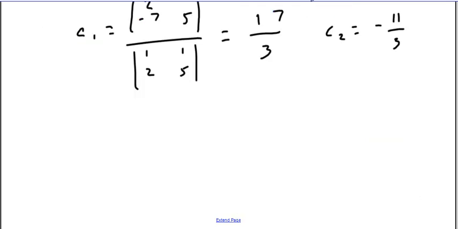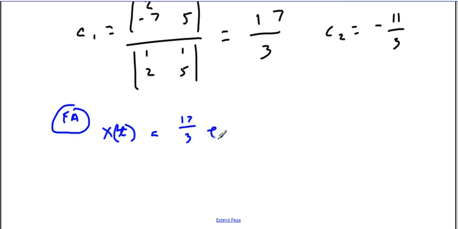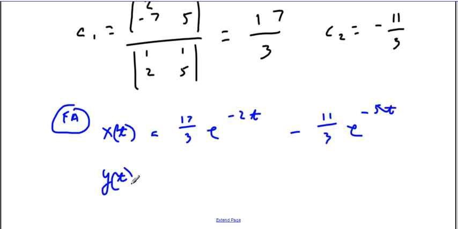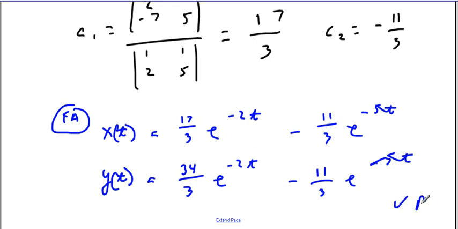So final answer, x of t equals 17 over 3 e to the minus 2t minus 11 over 3 e to the minus 5t, and y of t is going to be 34 over 3 e to the minus 2t minus 55 over 3 e to the minus 5t, and that checks with the back of the book. Okay, and that ends section 4.1.